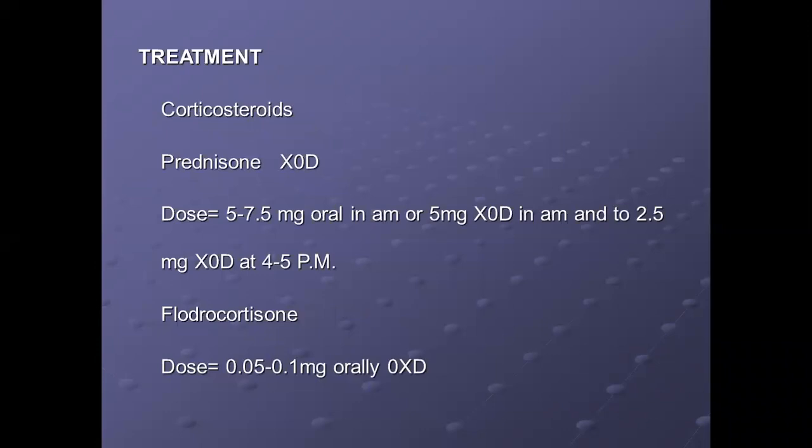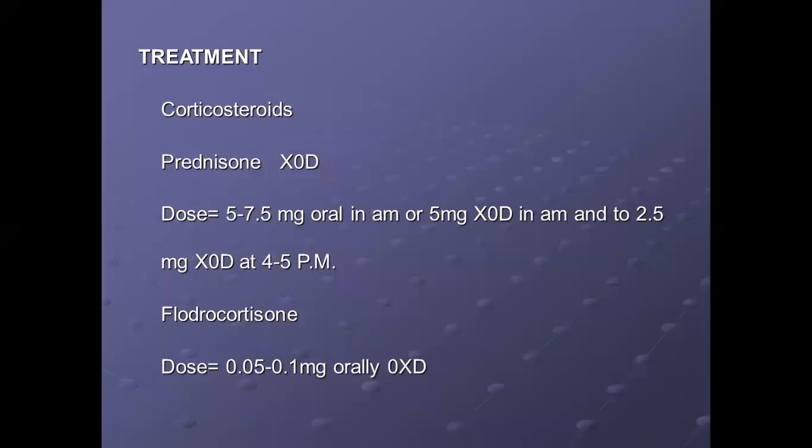Now, if you go for the treatment, the treatment is lifelong. Once Addison disease is diagnosed, 90% of the adrenal gland is destroyed, so it is difficult to make more. Regeneration is not possible. So you have to go for the replacement of cortisol, and if needed, aldosterone.